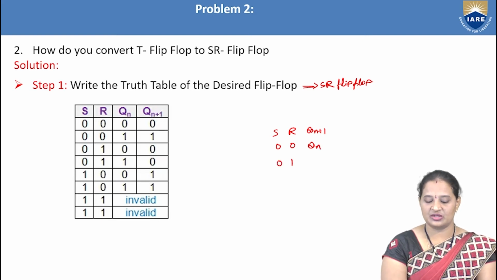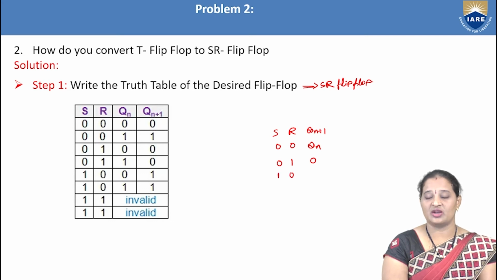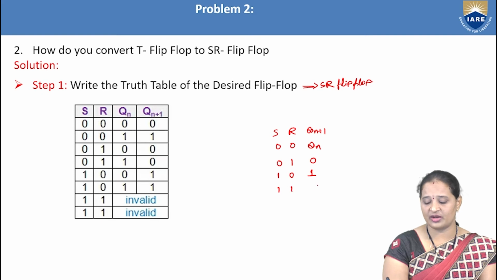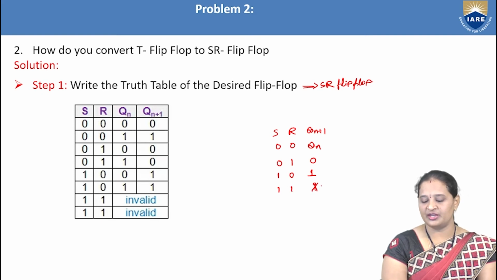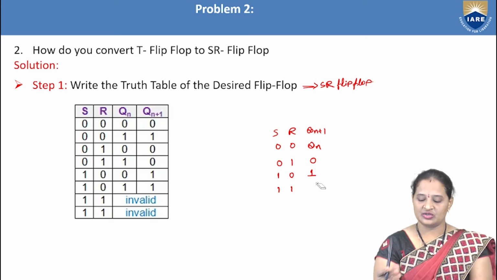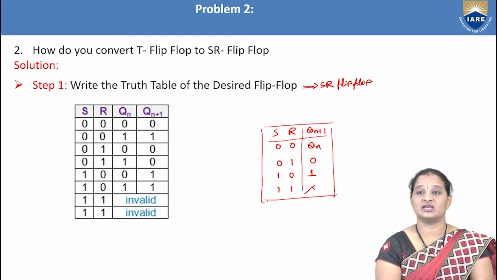When S is equal to 0 and R is equal to 1, it resets. When S is equal to 1 and R is equal to 0, it sets. And when both are 1 and 1, it leads to an indeterminate state, or else an invalid state. So this is our truth table. So we are extending it by considering the present state value also along with S and R.